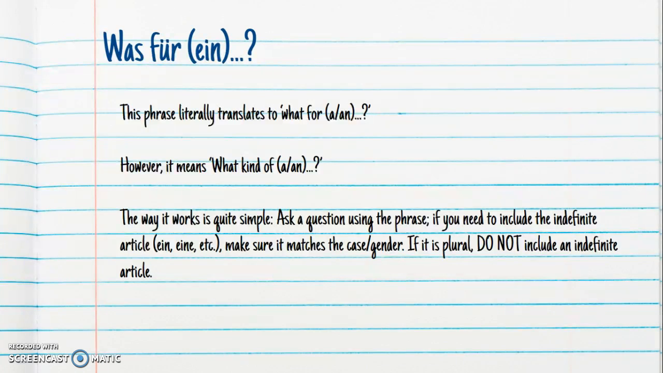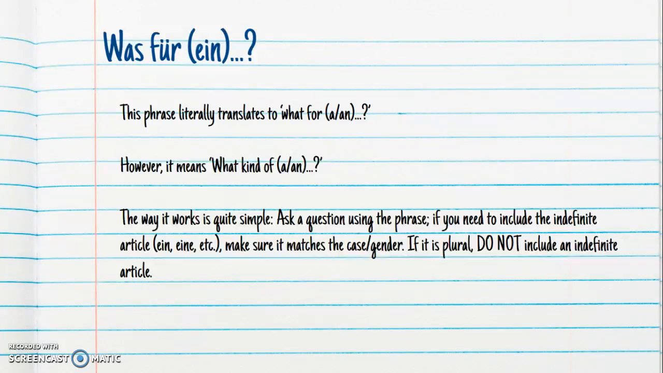You might have heard this actually in English as well. Some people in our area say "what for" to mean "what kind of." So you could say, "What for a car do you have?" It sounds really weird, but in some places and even some people in our area use this that way. So it really means "what kind of a" or "an," depending on what word you're using.